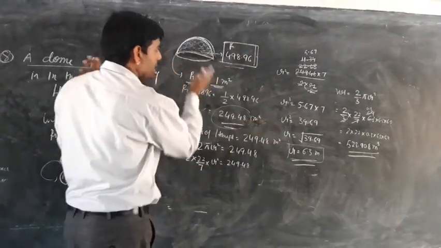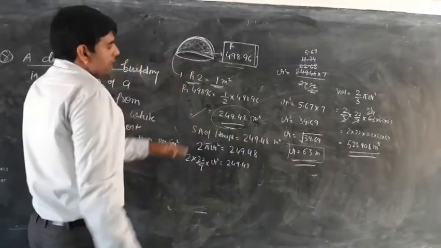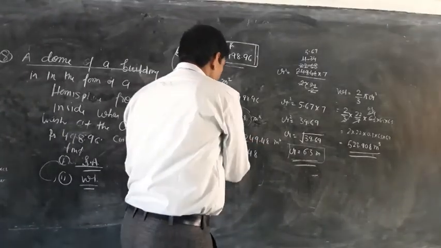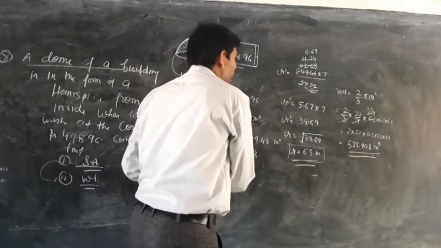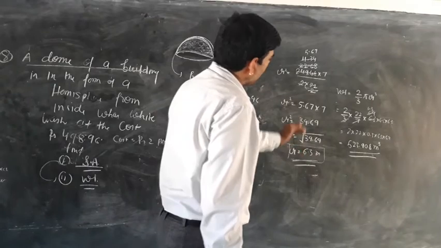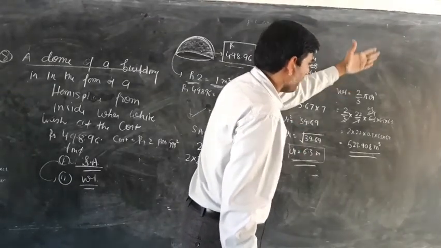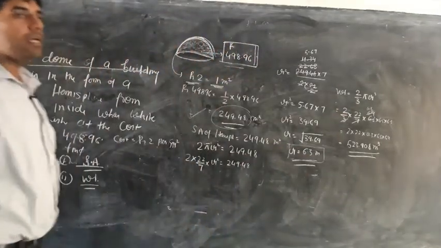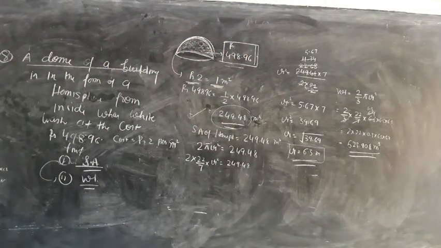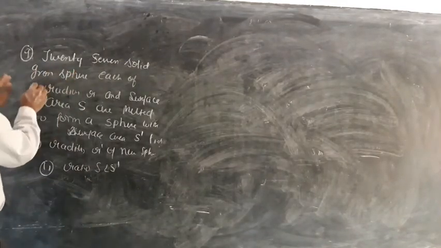That is 249.48 meter square, the curved surface area of this hemisphere. To solve this, the formula of surface area of a hemisphere is 2 pi r square. We find the radius of the hemisphere is 6.3. Then we also find the volume of the hemisphere, which is 2 by 3 pi r cube. That is 523.908 meter cube.